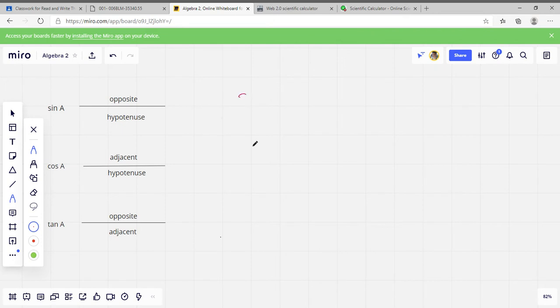So S-O-H, C-A-H, and then T-O-A. So SOH means sine equals opposite over hypotenuse. CAH would be cosine equals adjacent over hypotenuse. And then TOA is tangent equals opposite over adjacent. And you just have to memorize those. If you can just remember that little mnemonic device, SOHCAHTOA, then you can remember what order those go in.